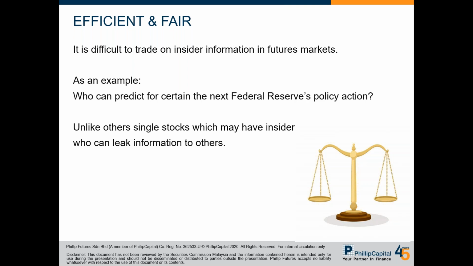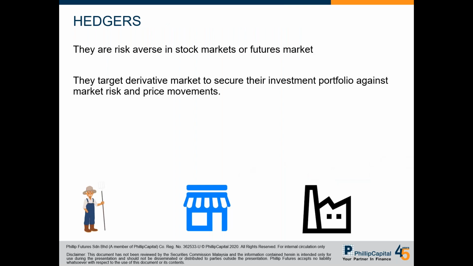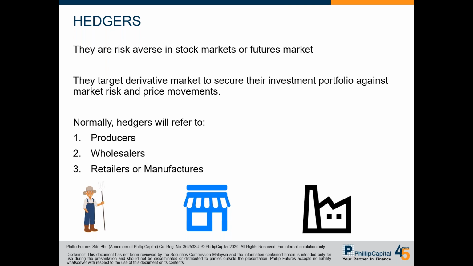of futures contracts. Okay, in this slide I will explain the market participants, as there are three types of individuals who participate in the derivative markets, which are hedgers, speculators, and arbitrageurs. So first, hedgers are the people who conduct an active business in the commodities. Hedgers refer to the risk averse in the stock market or futures. They use the derivative market to secure their investment portfolio against market risk and price movement.